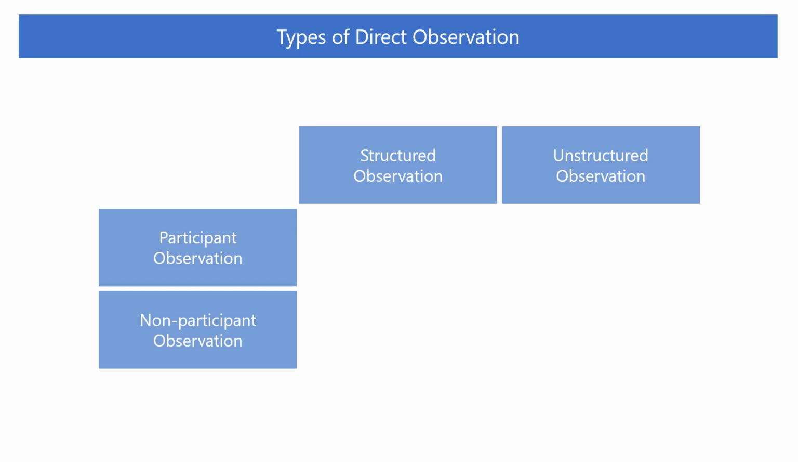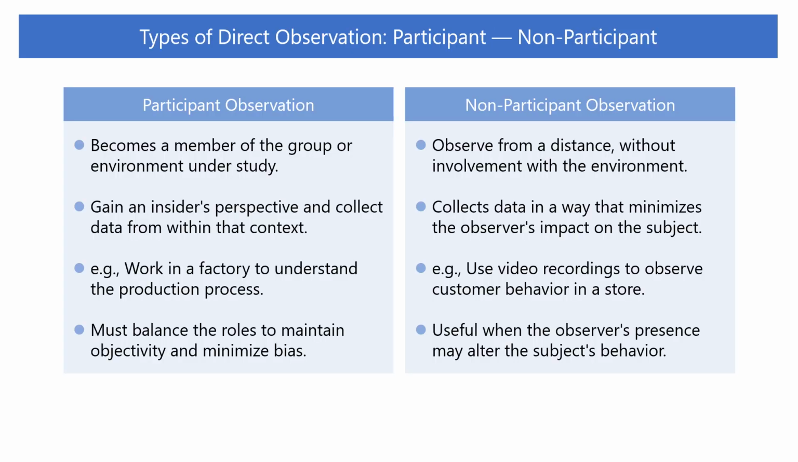Direct observation can be categorized along two axes: whether or not the researcher is a part of the environment, and whether or not the observation is structured. Combining these two axes, direct observation can be classified into four types. Depending on whether the researcher is a member of the environment or not, direct observation can be classified into participating and non-participating observation.